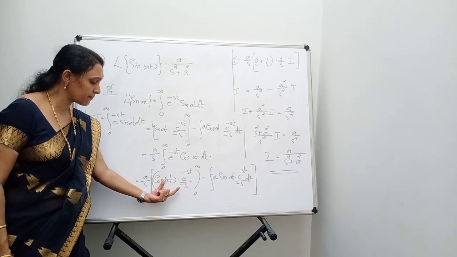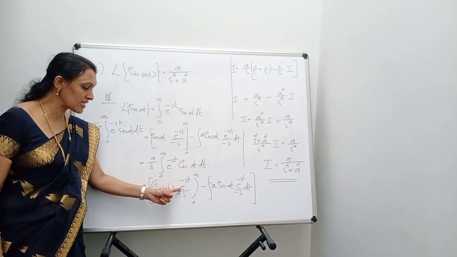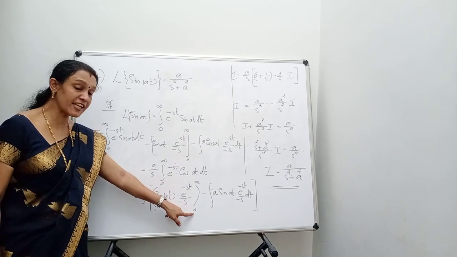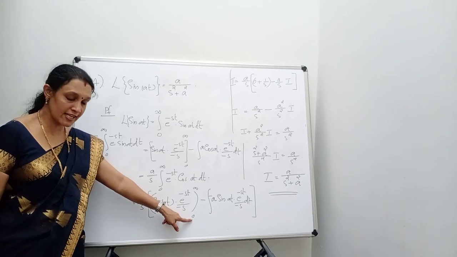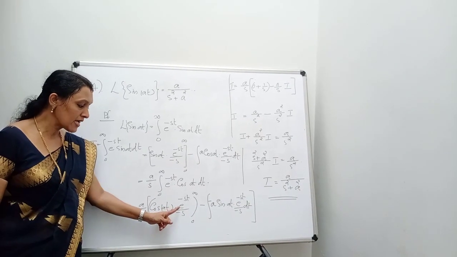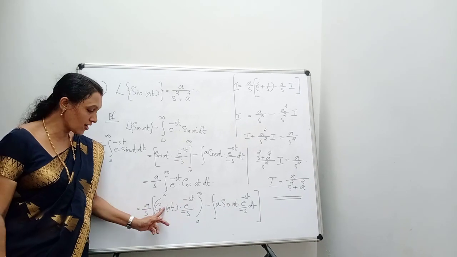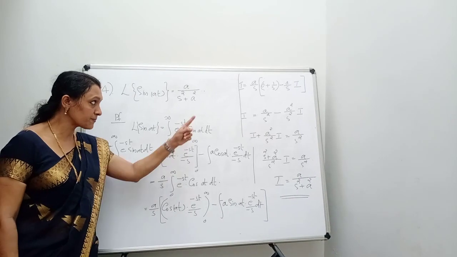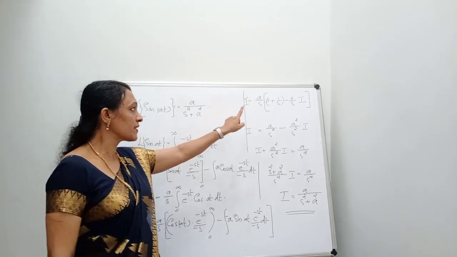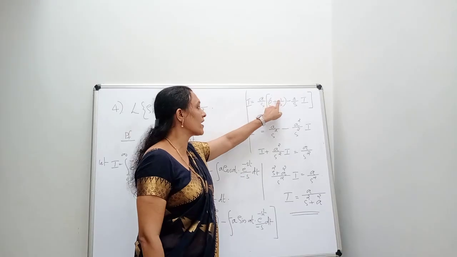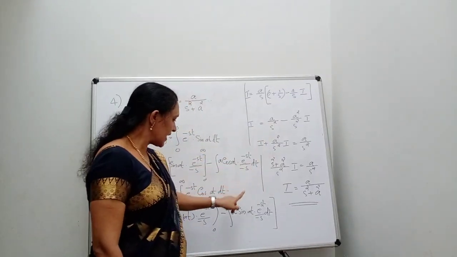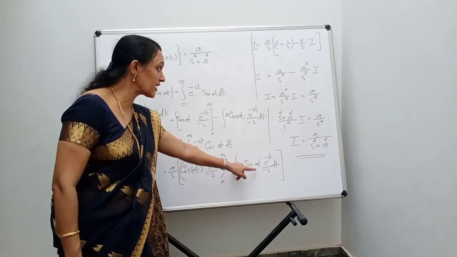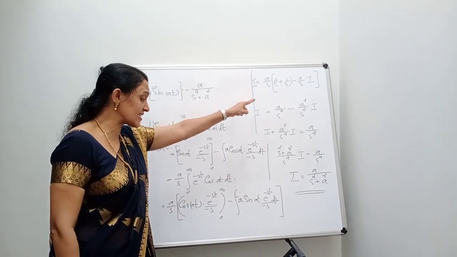Now look at the first term. When you substitute the upper limit, it becomes e raised to minus infinity, that is 0. And when you substitute the lower limit, t equal to 0, this is cos 0 into e raised to 0 by minus s. Cos 0 is 1, e raised to 0 is also 1. So upon substituting the upper limit we have 0 and on the lower limit it is 1 by s. See, we have three negative signs, minus, minus, minus, so altogether it is negative.